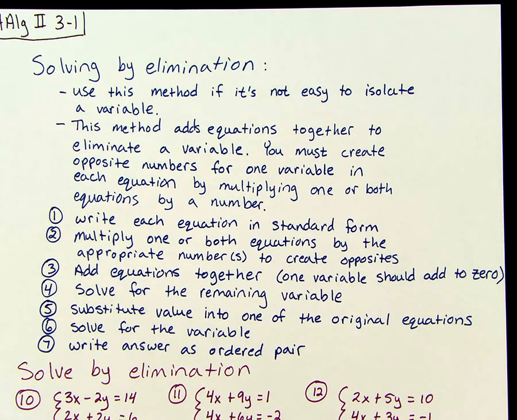To get this to happen, we might have to multiply either one or both equations by a number, so that when we add them, we get a 0. We also want to make sure that when we're adding them together, they're arranged the same way. Typically we want them to be in standard form, where x and y are on the same side. If you need to, pause the video and read through the instructions that I have listed out here, but I'm just going to go and start solving the problems.